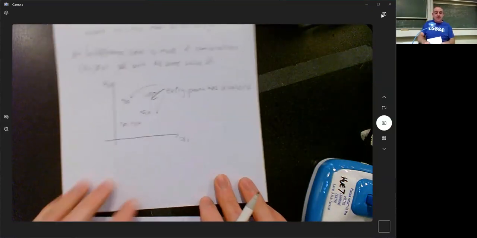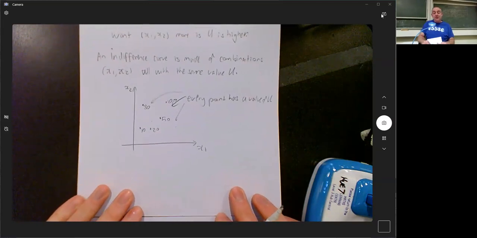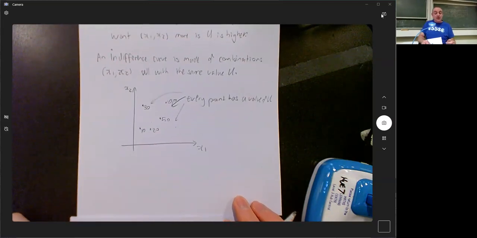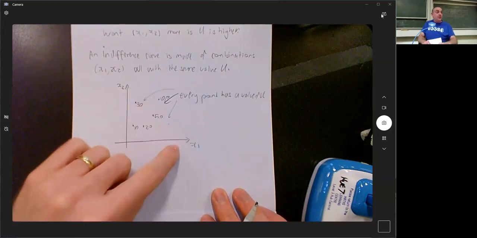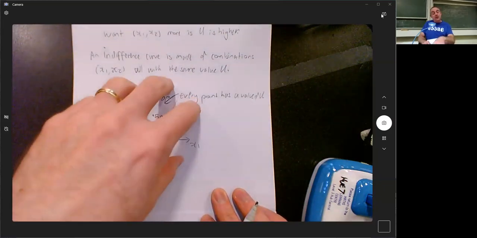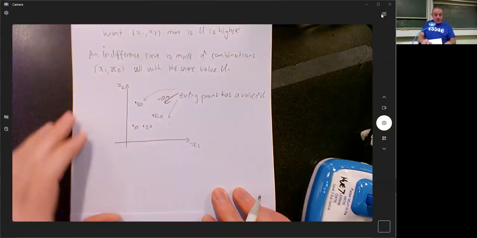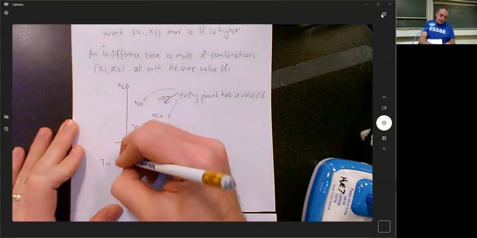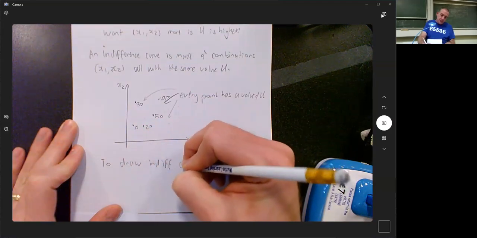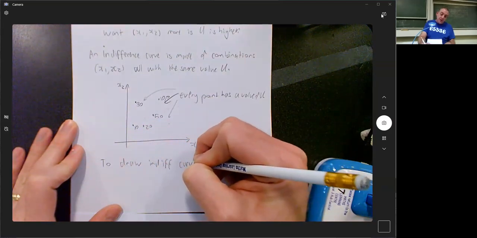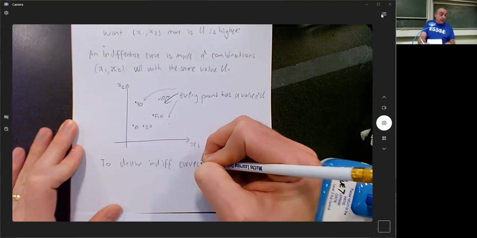So if I want an indifference curve, I'm going to need to pick a specific value of u and figure out a formula for how x2 is related to x1, because that's how you draw graphs like that. To draw indifference curves, if you're very lucky, you'll have a computer that can do it for you. So I can actually do that. Just give me one moment.